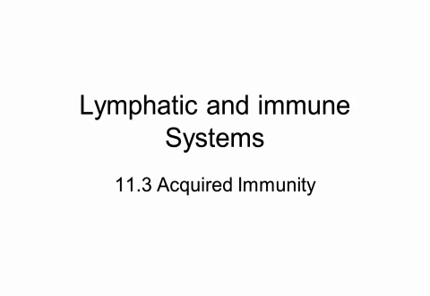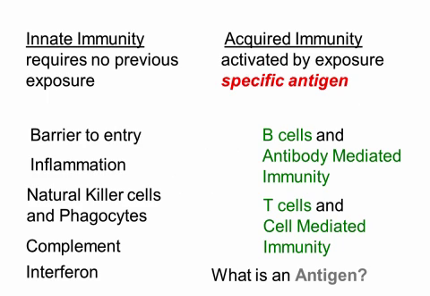11.3 Acquired Immunity. This is a slide we looked at in the last segment when we were distinguishing between innate immunity and acquired immunity. We defined acquired immunity as that which is activated by exposure to a specific antigen. This is also sometimes called specific immunity because it is a response to a specific antigen. So we need to define an antigen.